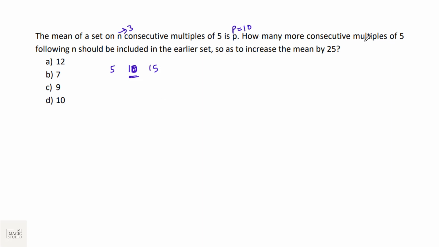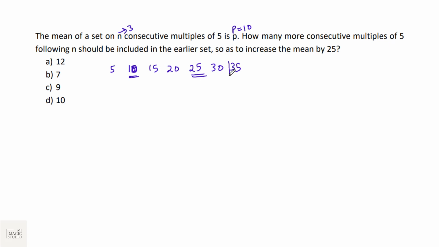How many more consecutive multiples of 5 following n, meaning after 15, should be included in this set so as to increase the mean by 25? So let's see when we reach 25. This is 15. The next would be 20 and next would be 25. Earlier the mean was 10. Now it should be more by 25. That means new average should be 10 plus 25, that is 35. So we need to work till 35. So we have 30, 35.